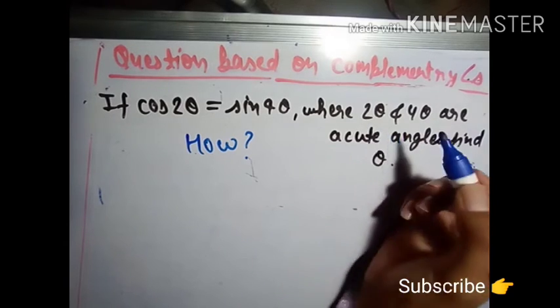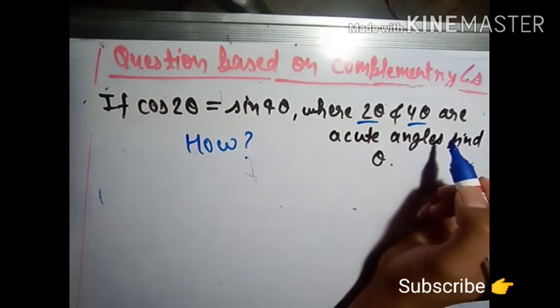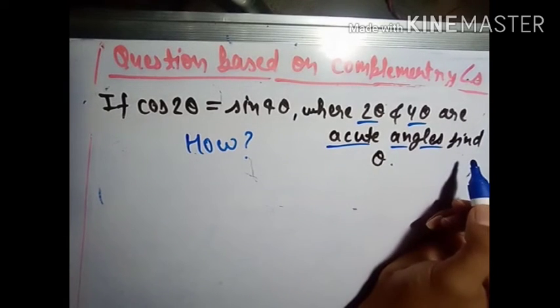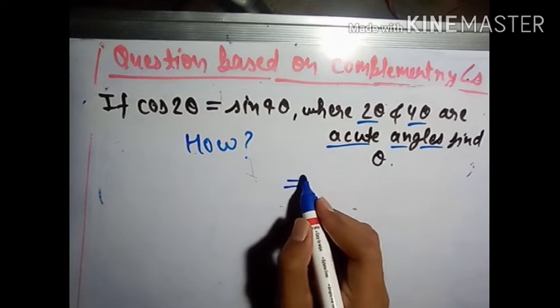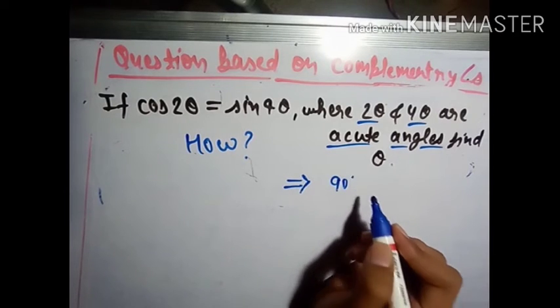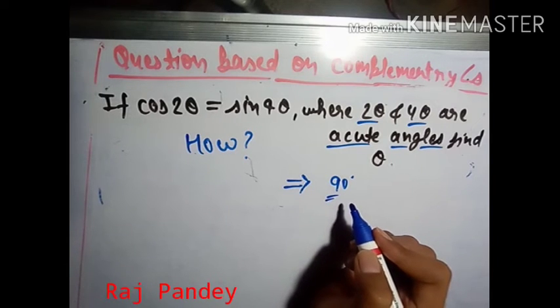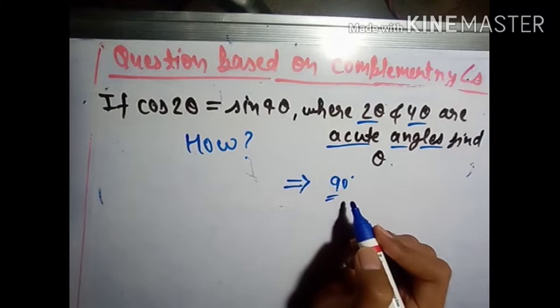First of all, we have been given two values, 2 theta and 4 theta, and they are acute angles. Now my question to you is: when you add two acute angles, is it necessary that their sum will be 90 degree? Because you know about acute angles. Acute angles are those angles which are less than 90 degree.